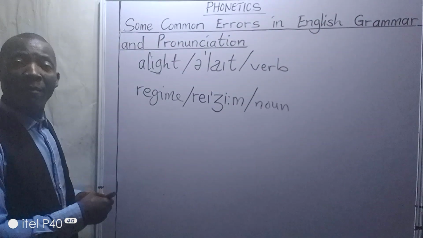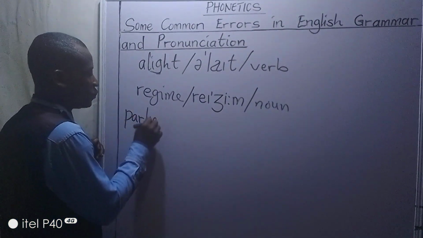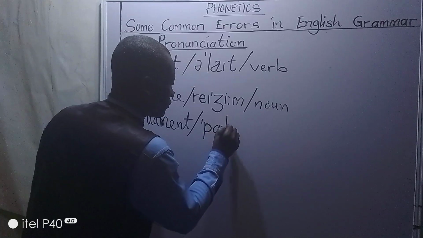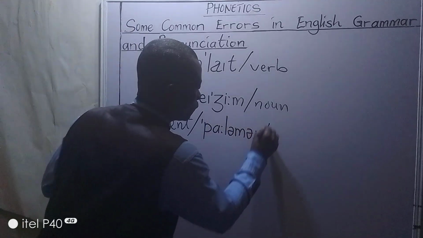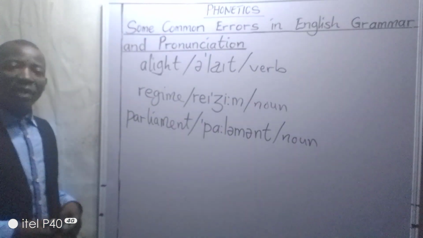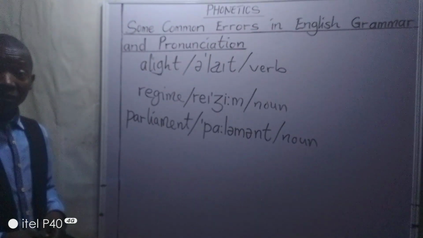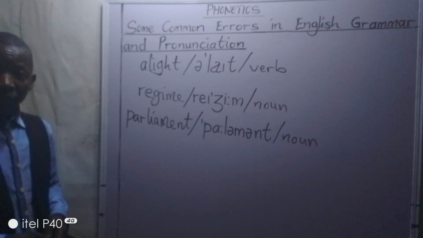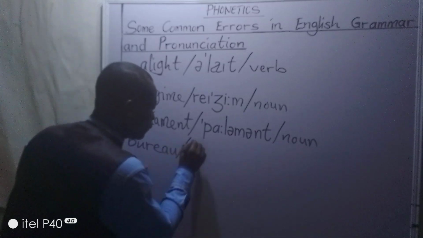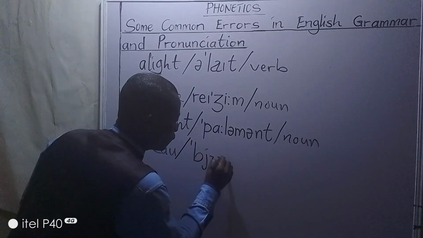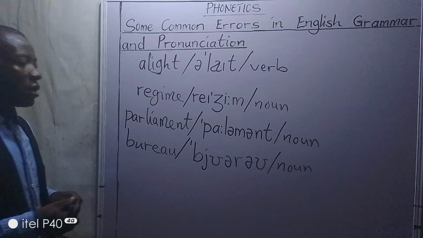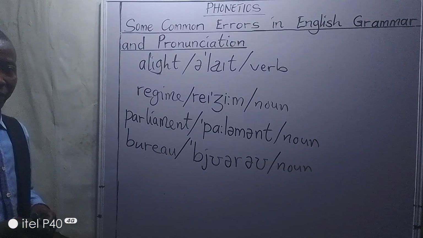No word like that for parliament in English. It is pronounced parliament, not the wrong way. And no word like that for bureau in English. It is pronounced bureau.